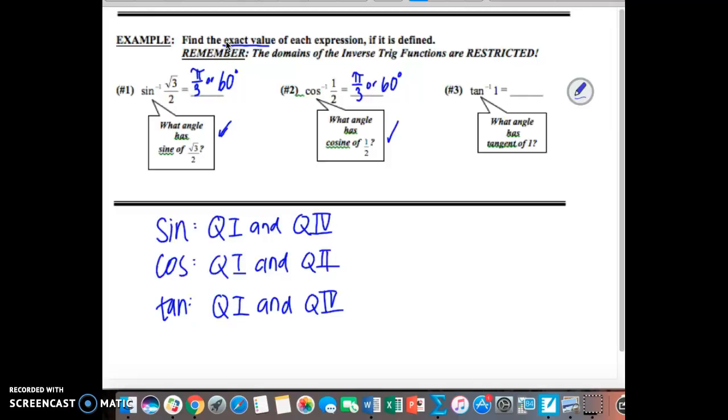And then finally, for number 3, we have tangent inverse of positive 1. It says what angle, so we can ask ourselves, what angle has tangent of 1? The angle that has tangent of 1 is either pi over 4 or 45 degrees, however you'd like to write it. And we just need to check the domain. Since pi over 4 and 45 degrees is in quadrant 1, we can check that off. So we did not have to worry about any domain restrictions in this set.